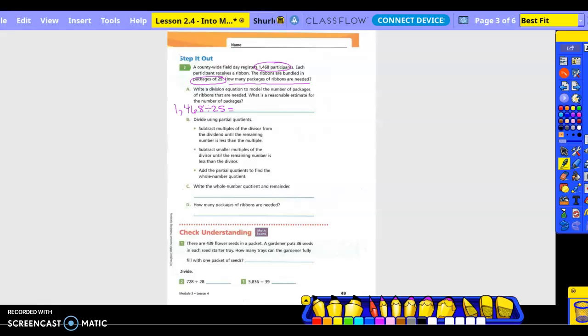Okay, equals the number of packages, right? And then an estimate, we always start with the divisor, right? Would be 25. What can we do for 1,468? We can do 1,500 because we know how to use quarters, right? So how many quarters would be in $1.50? 6, right? And then just adding, so about 60, right?